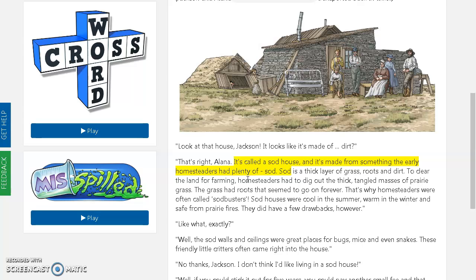the homesteaders built their first homes out of sod because it was something they had plenty of. This is a picture right here of a sod house. It's called a sod house, and it's made from something the early homesteaders had plenty of, sod. So this was the whole reason they used the sod to build houses.